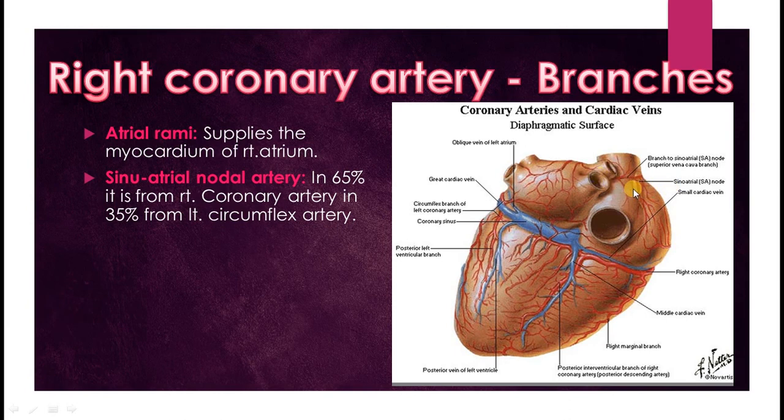So it passes here between the ascending aorta and the right atrium. Then it winds around the opening of the superior vena cava, in front of the opening of the superior vena cava, and supplies the SA node. This arrangement is seen in 65%, the majority of the population, where the SA nodal artery is a branch of the right coronary artery from the atrial rami.